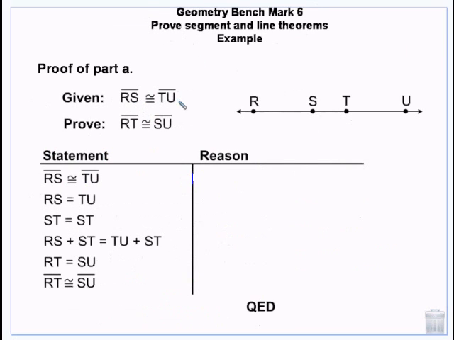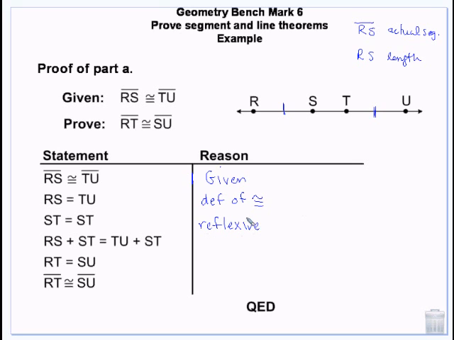Okay, so I have RS is congruent to TU, that's given. And I'm going to label it RS is congruent to TU. That means that the measures, okay, when we talk about segments, remember I mentioned that this is the actual segment. And if I don't have the line over it, this is the length. Okay, so this is telling me the length of RS is equal to the length of TU. So that's the definition of congruent. Okay, ST is equal to itself.